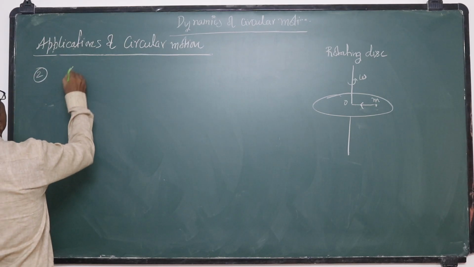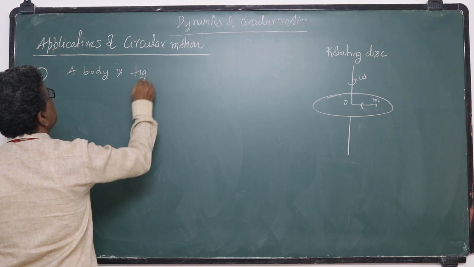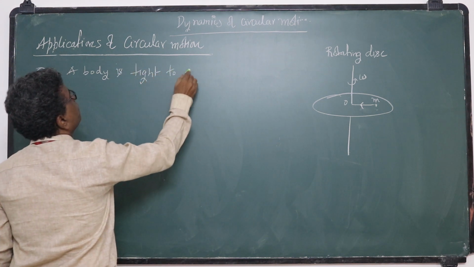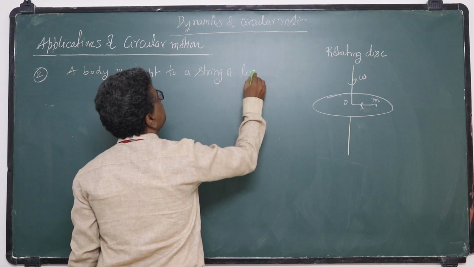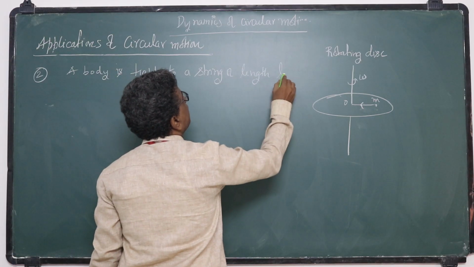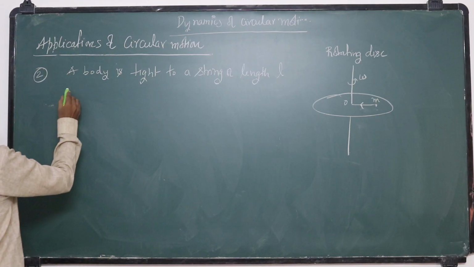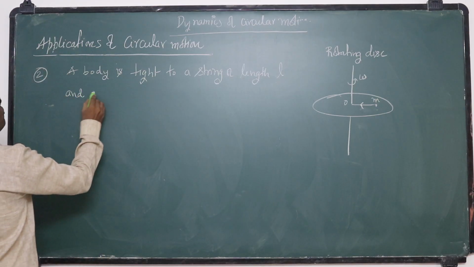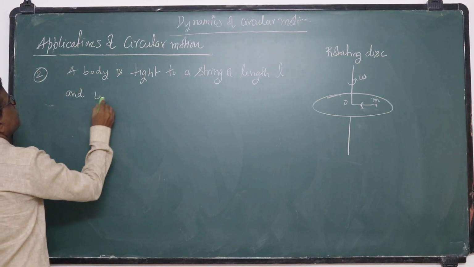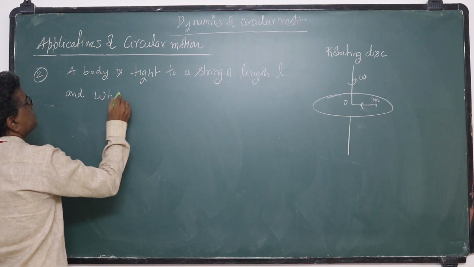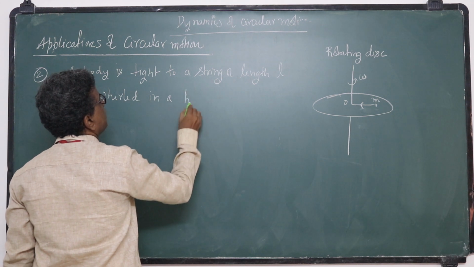The second one is, a body is tied to a string of length L and whirled in a horizontal circle.